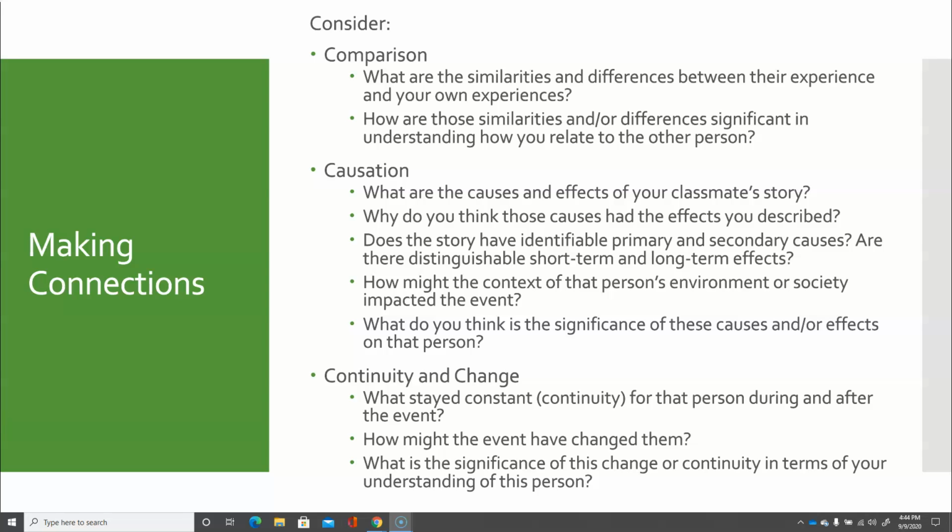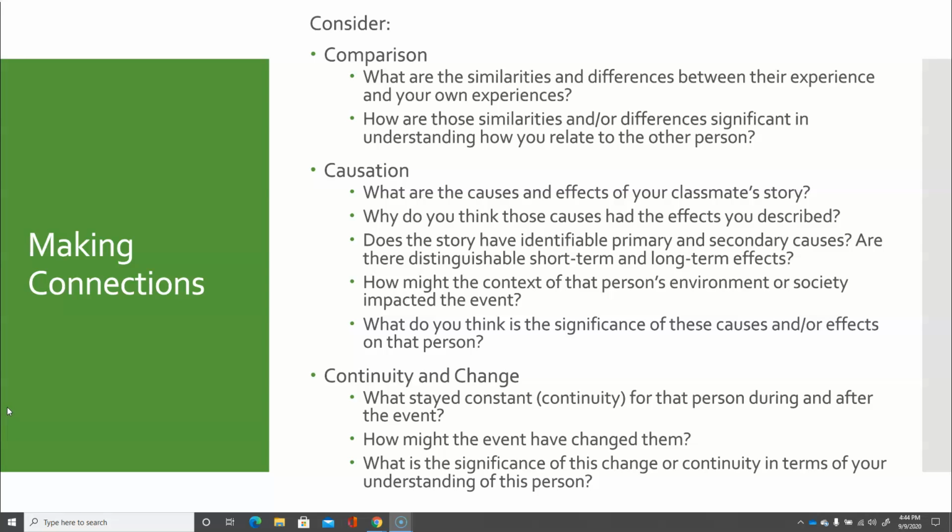Thinking about causation, so what were the causes and effects of your classmate's story? Looking at primary and secondary causes, short and long-term impacts of the event that they described to you. Thinking about how context might have impacted the causation or the effects of that particular historical event for them. Thinking about the significance of that event in their life.